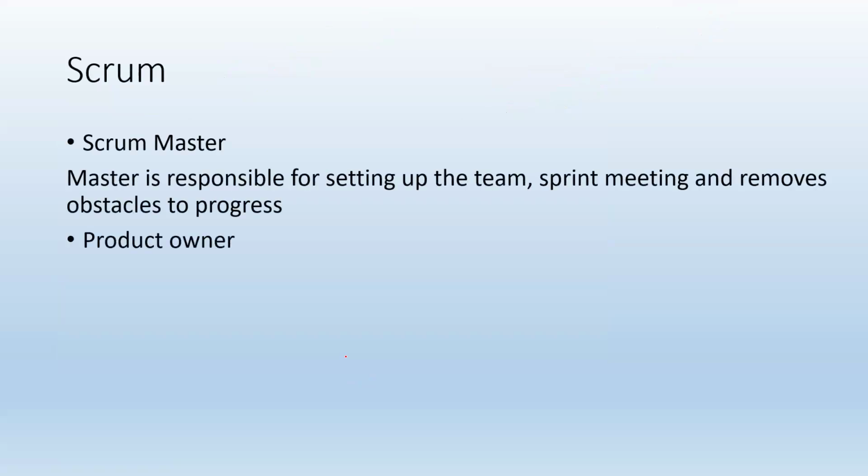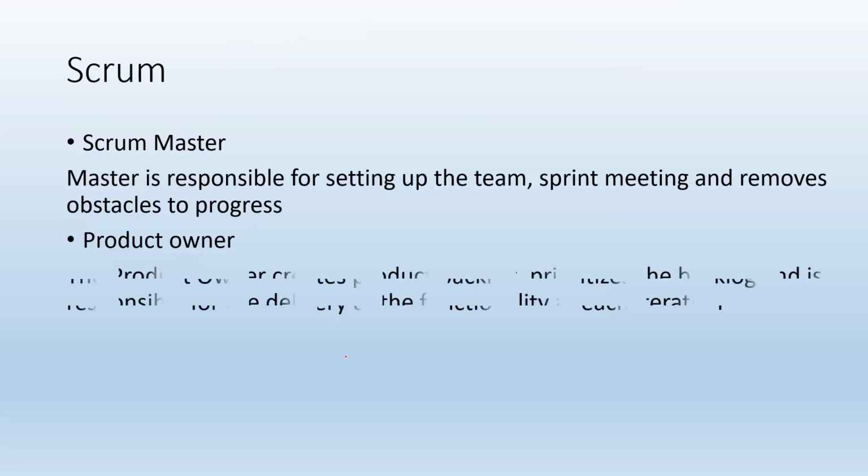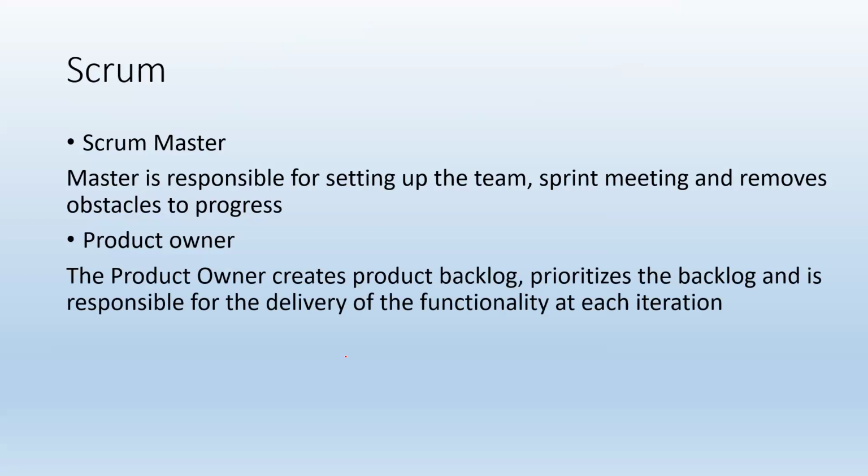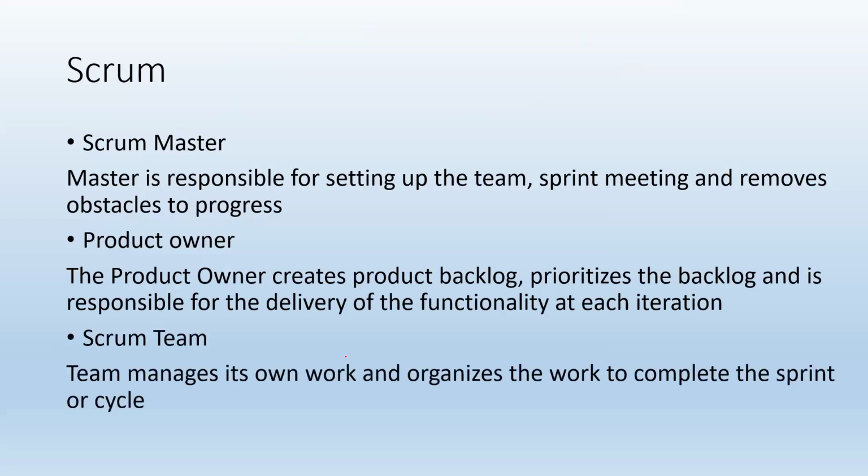As I told you, the Scrum Master is responsible for setting up the team and sprint meeting, and removes obstacles caused by impediments to the progress of that particular team. The product owner, who knows the product, creates the product backlog. We'll talk more about the product backlog. He prioritizes the backlog. In the Scrum team, everybody manages his own work and organizes the work to complete the sprint of that particular cycle.